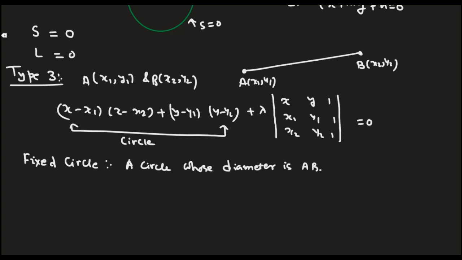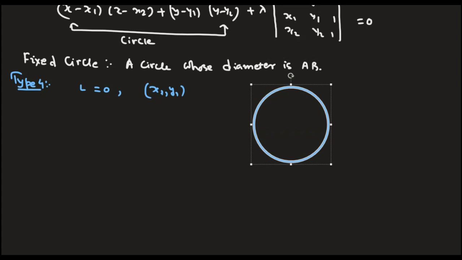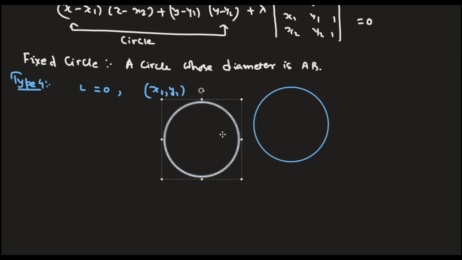Okay, now next is type 4. Here we are going to discuss the equation of the family of circles touching a straight line at its fixed point x1 y1. So one line is there, L equal to 0, and one point on the line is x1 comma y1. So all the circles touching this line, suppose this is a circle. Now you can take another circle also, this one, like that.